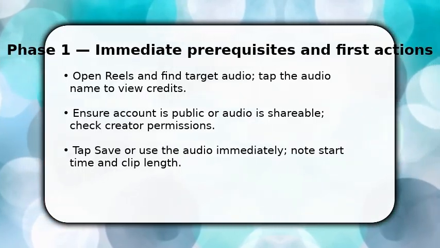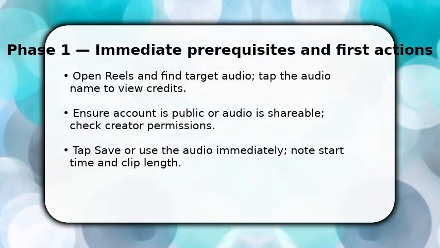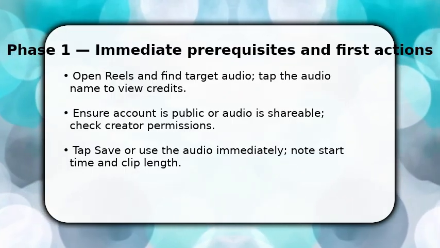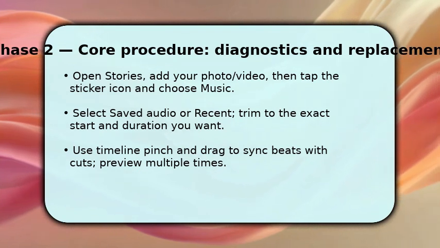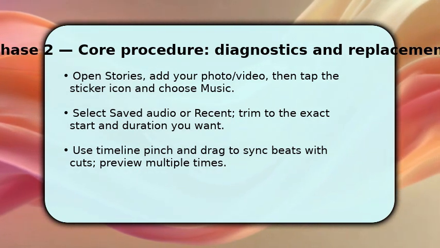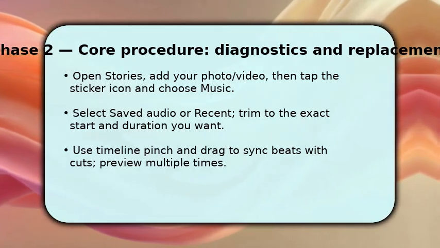Now, switch to story creation so you can paste that audio onto your video or image and prepare timing. You now add your content into story mode, select the photo or video and tap the sticker icon, then choose music so you can access saved audio.